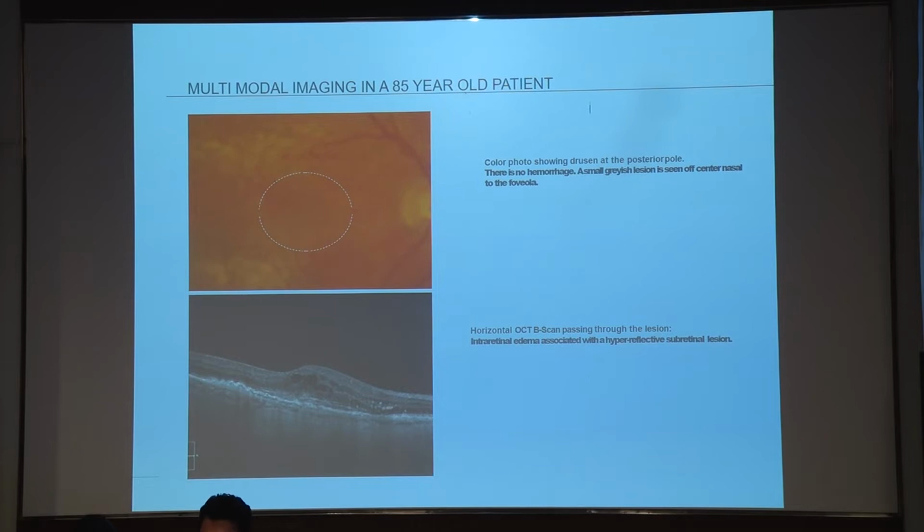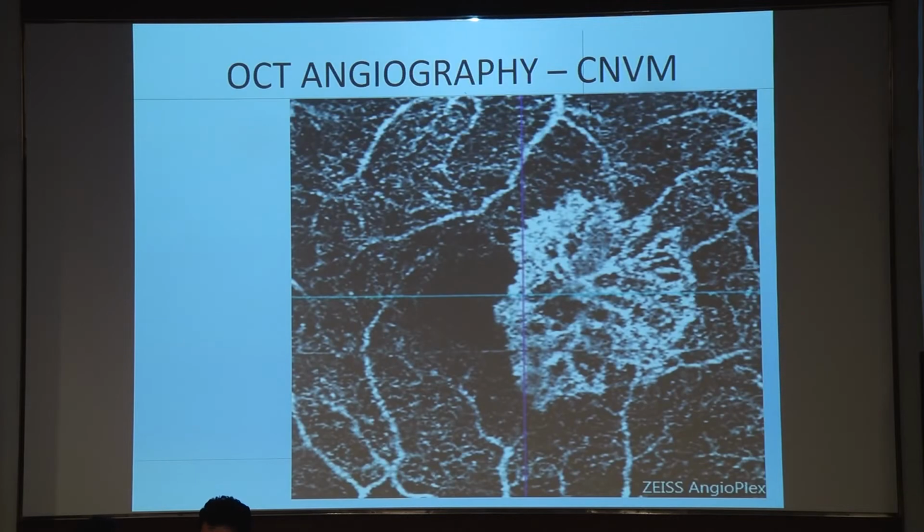So coming to some cases, you can see in this image, this is of an 85-year-old patient. On the fundus color photo, you can see that there is no clinically visible retinal hemorrhage, but just a grayish reflex seen on the fundus photo. The OCT is showing an increase in the central macular thickness with intraretinal fluid. So the OCT angiography done through the macular area is showing the presence of a CNVM complex. So these patients will require anti-VEGF injections.